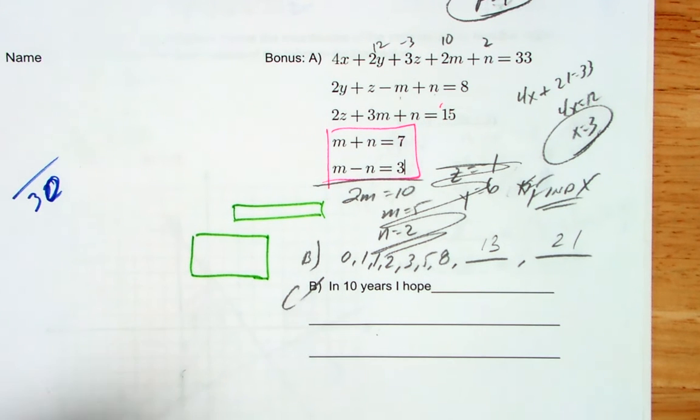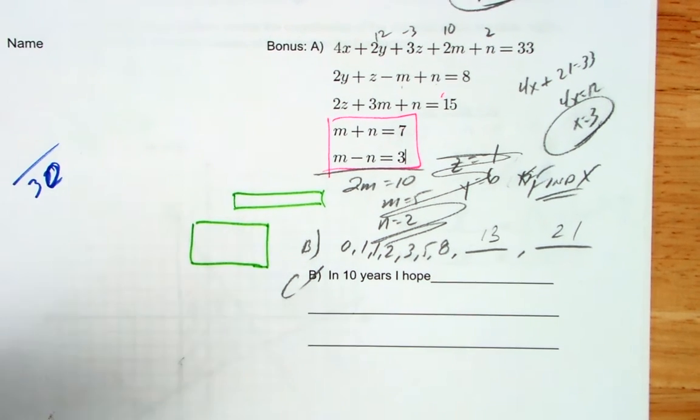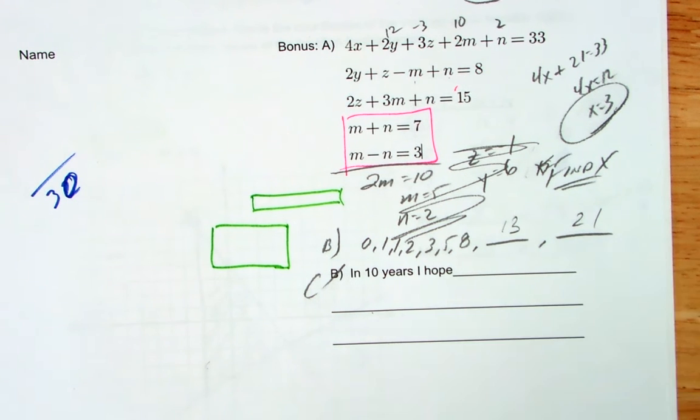And actually, there's some evidence that the Fibonacci sequence and the golden ratio is also found in the human body over and over and over and over again. It's kind of interesting. Okay. In 10 years. Okay? I did not fill this in because I think it's pretty obvious. What's the thing that I hope for in 10 years?